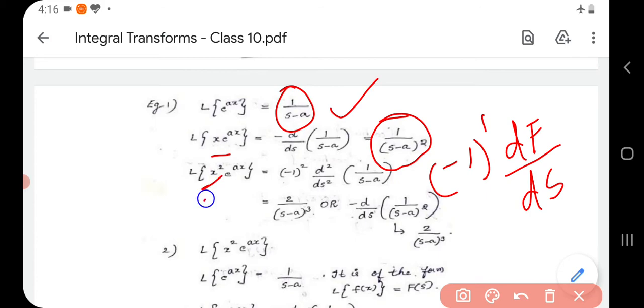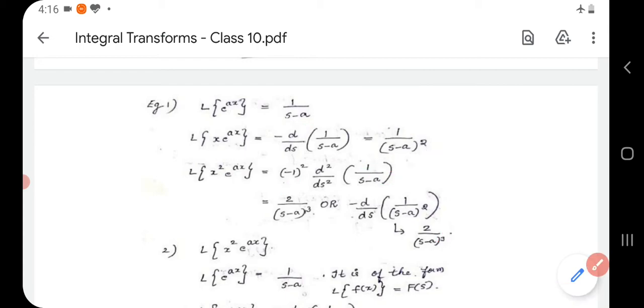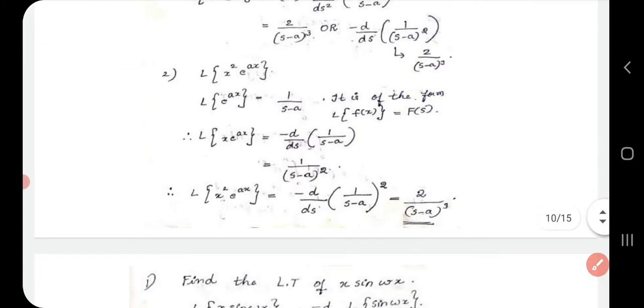Then if you are having x square, what was the formula that you have learned? It will be minus 1 the whole square d square F by ds square. So you have to differentiate this one more time, and put a negative sign also. Negative 1 the whole square will become 1 itself. So on differentiating this once again, you will get this answer. Okay, that is how it follows. This is another way. You can just work it out.